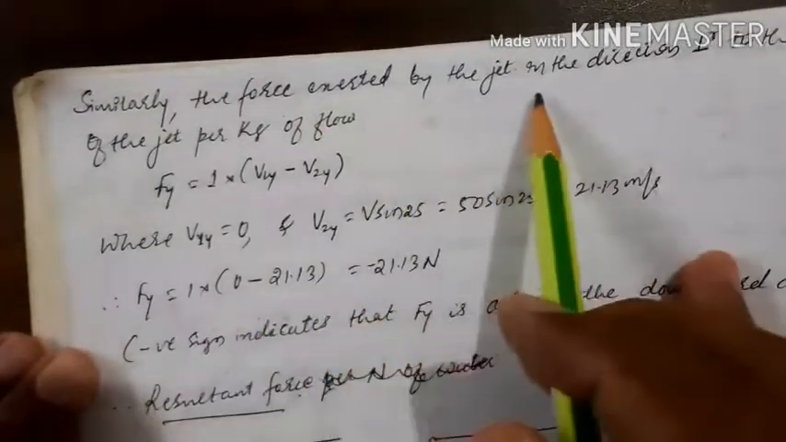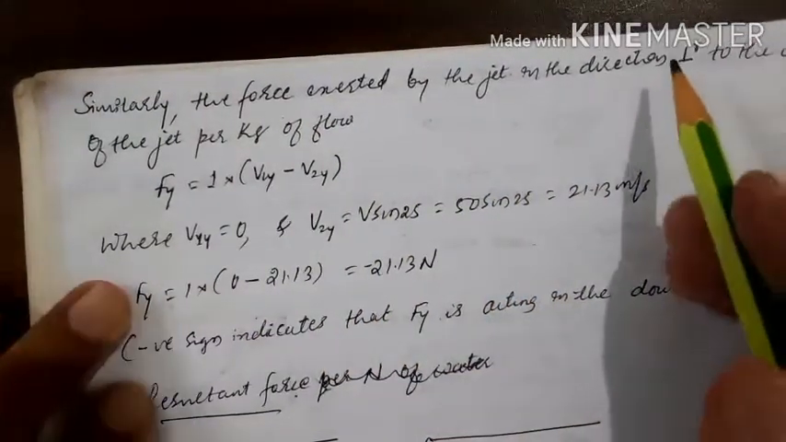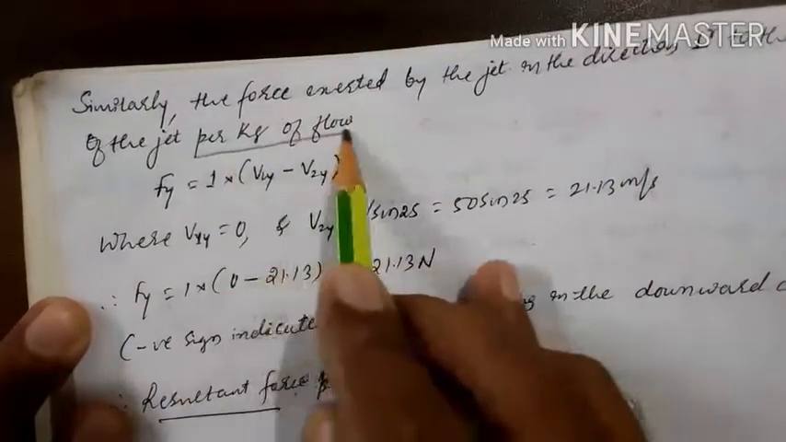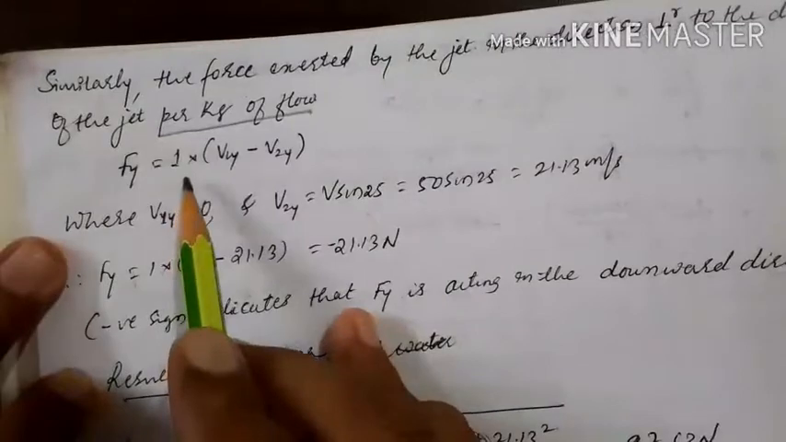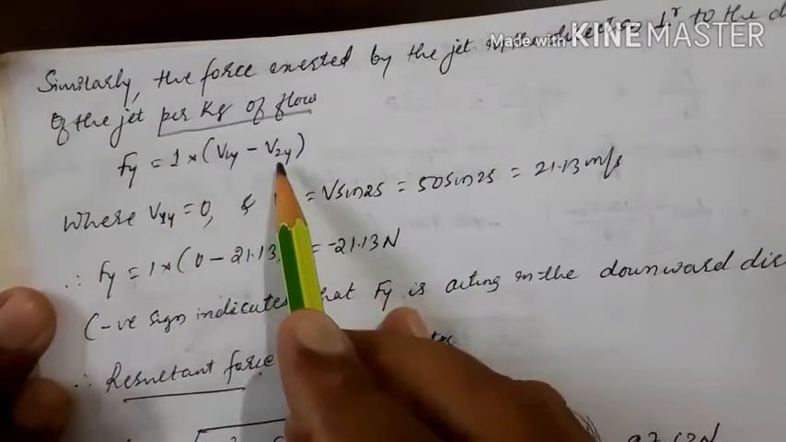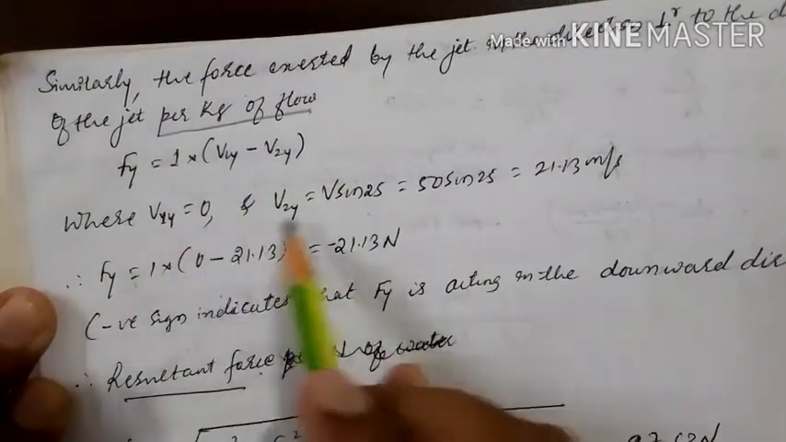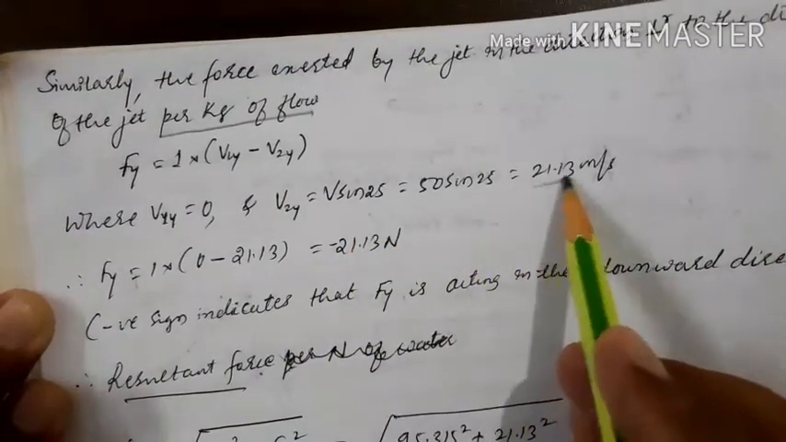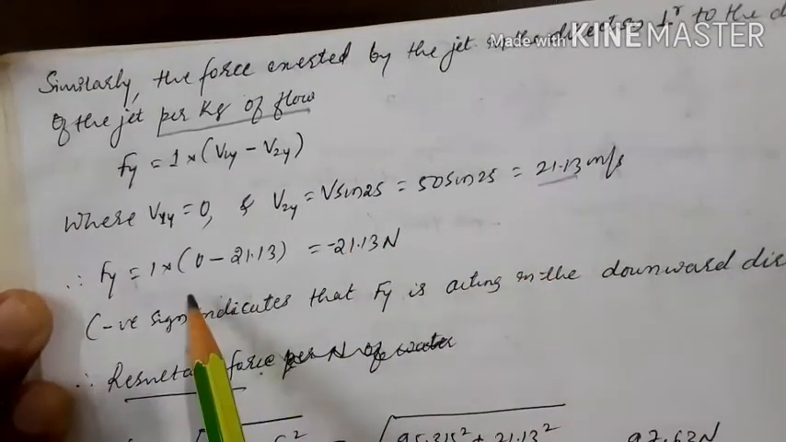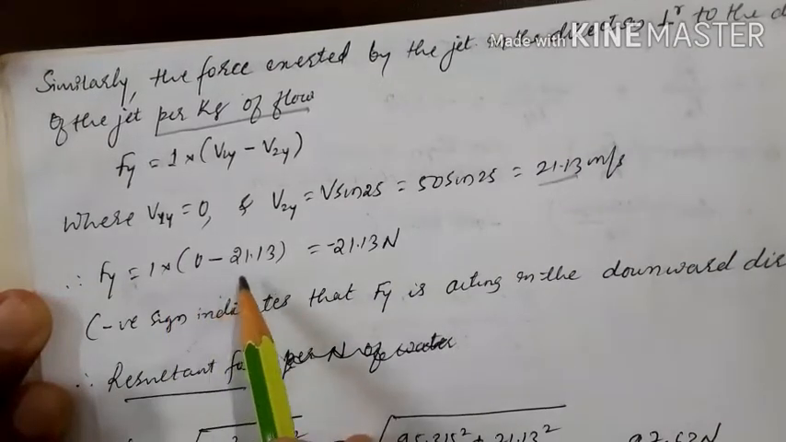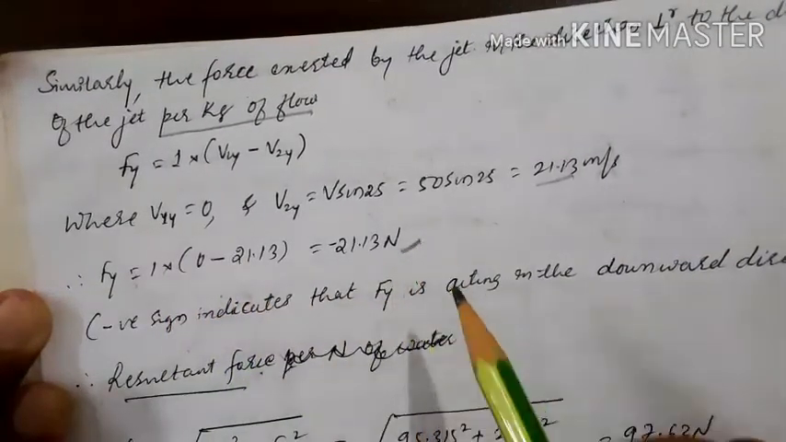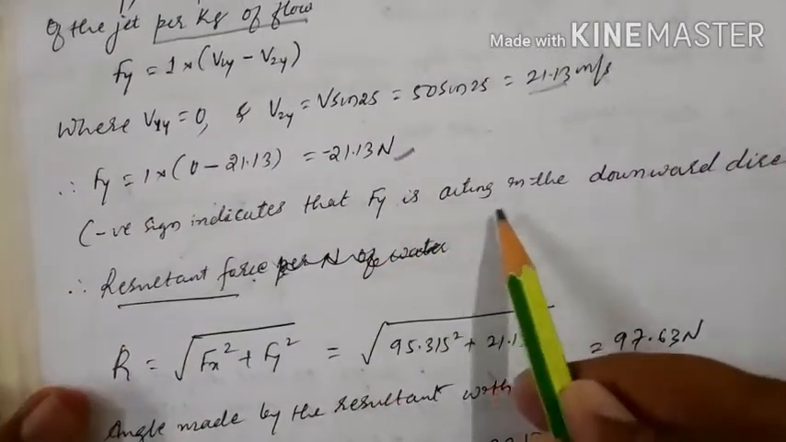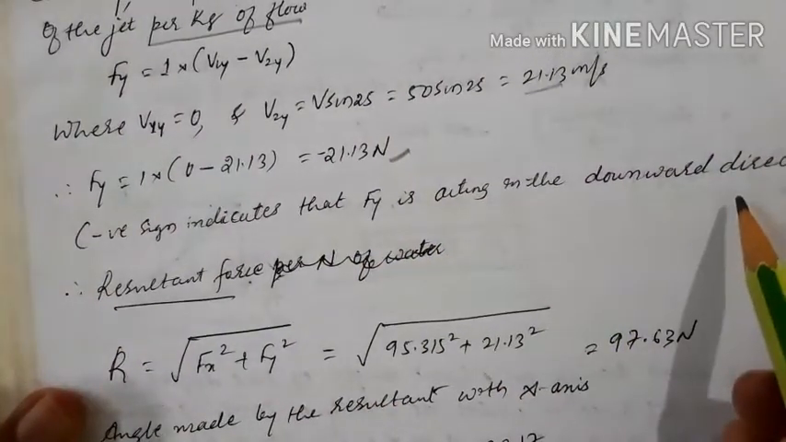Similarly, the force exerted by the jet in the direction perpendicular to the direction of the jet per kg of flow. Then fy will be 1 into v1y minus v2y, where v1y is 0 and v2y is v sin 25, 50 sin 25, 21.13 we get. Then fy is 1 into 0 minus this one, we get this one.